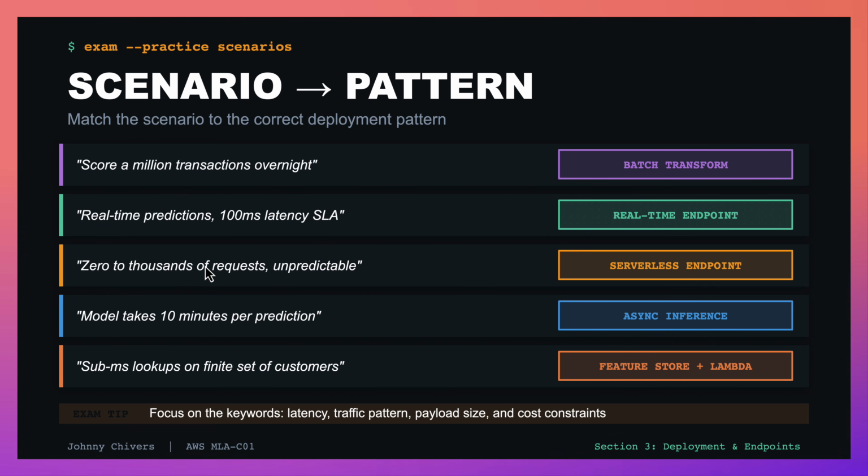0 to thousands of requests and unpredictable, because it's all over the place, your traffic pattern, you gotta think serverless. Model takes 10 minutes per prediction, you gotta think async. And then sub-millisecond lookup on a finite set of customers, then it's a feature store in Lambda, where you've stored the inference outputs already and you're just retrieving them. Again, focus on the keywords: latency, traffic pattern, payload size, cost constraints.